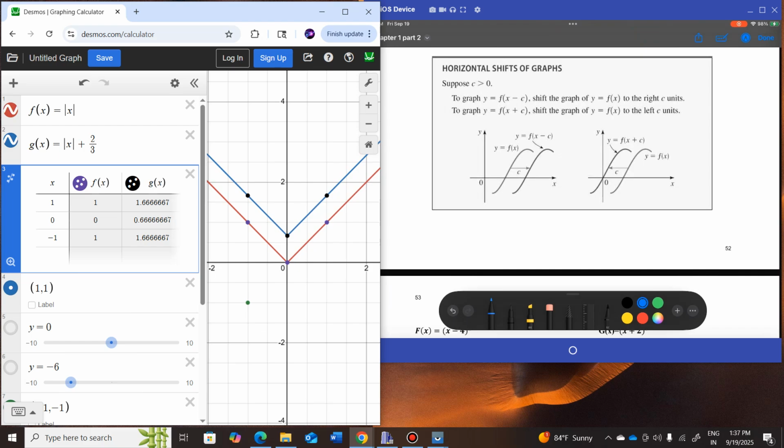Okay, and it kind of goes against intuition here. If we are subtracting from x, we actually shift it to the right. So subtraction causes a shift right, and addition causes a shift left.